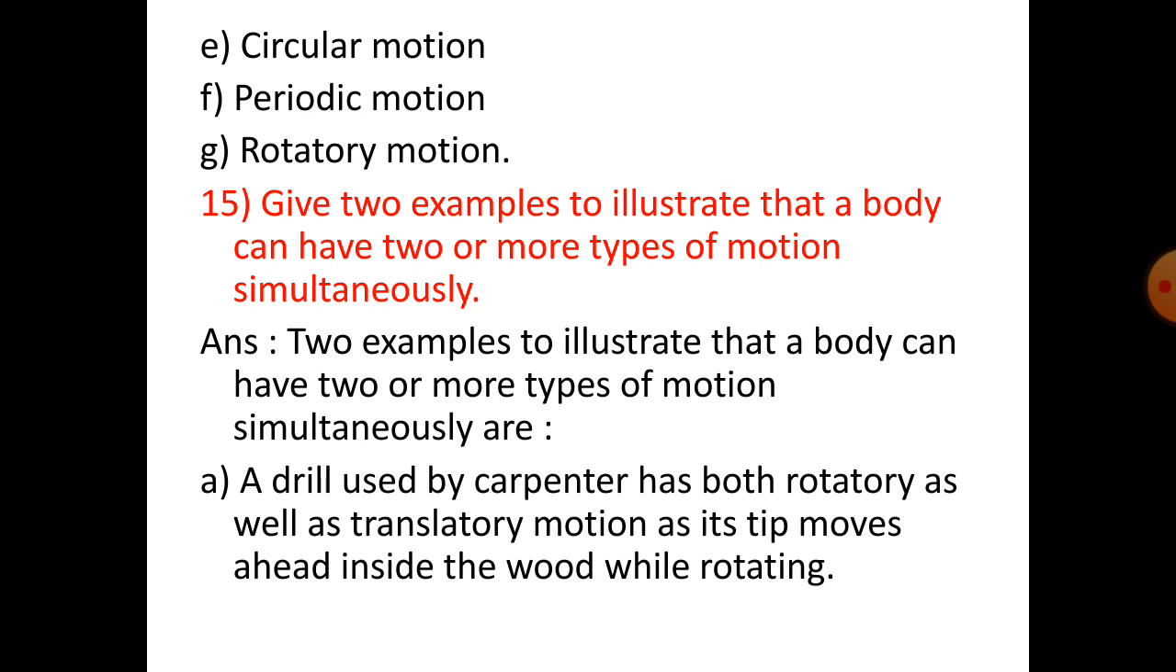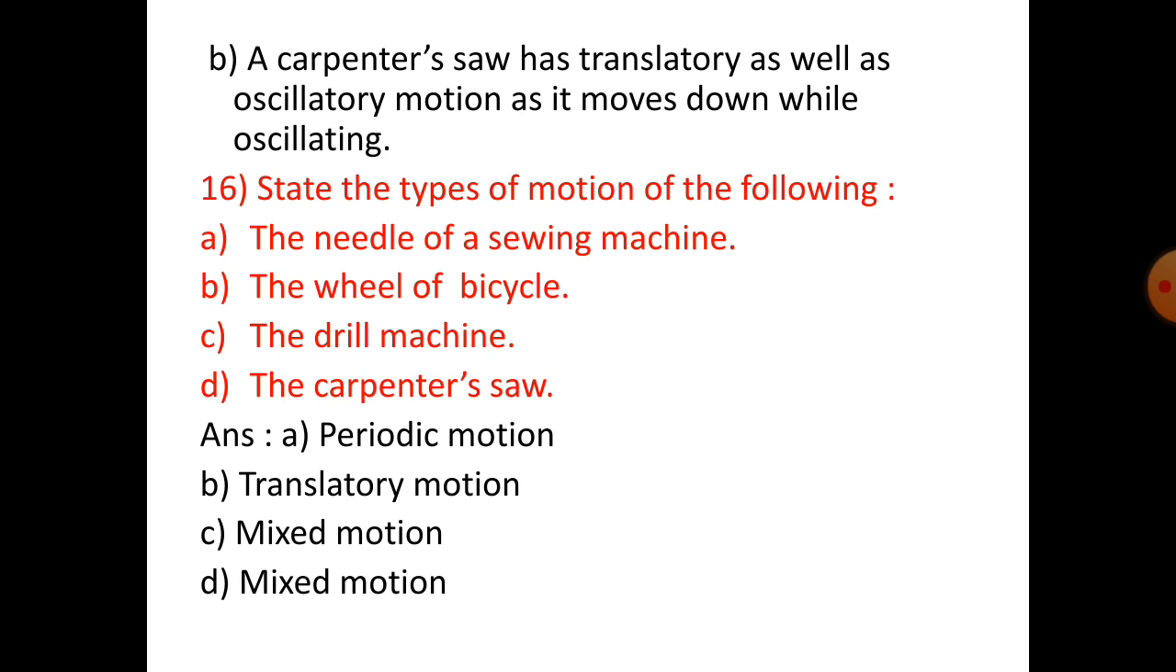Number 15. Give two examples to illustrate that a body can have two or more types of motion simultaneously. Two examples are: A, a drill used by carpenter has both rotatory as well as translatory motion as its tip moves ahead inside the wood while rotating. B, a carpenter's saw has translatory as well as oscillatory motion as it moves down while oscillating.